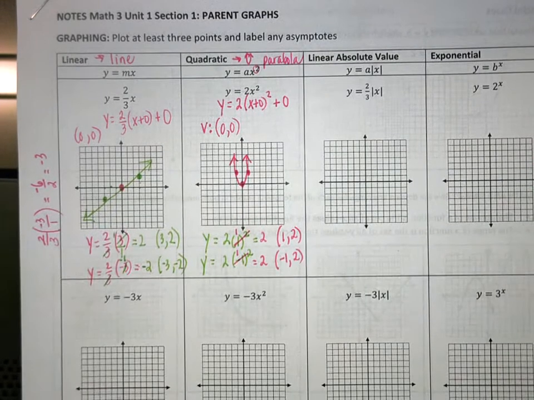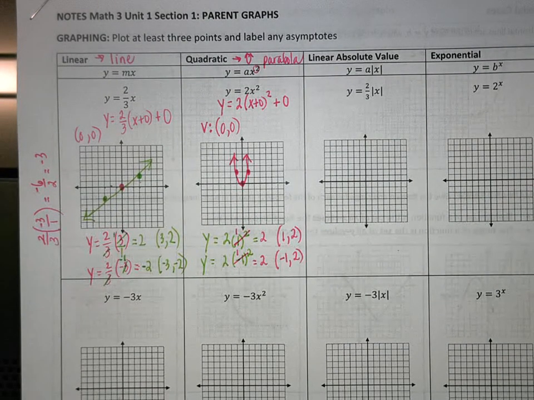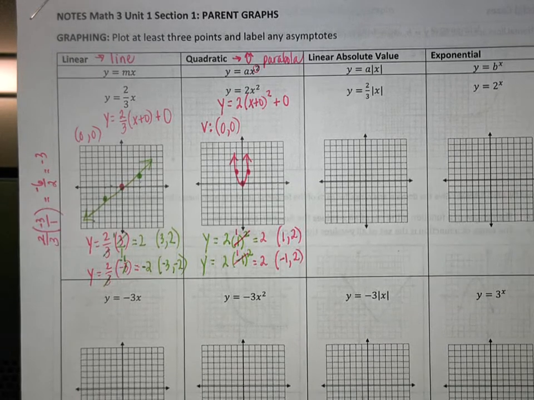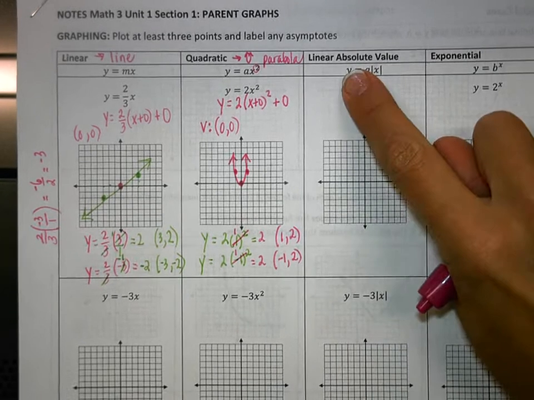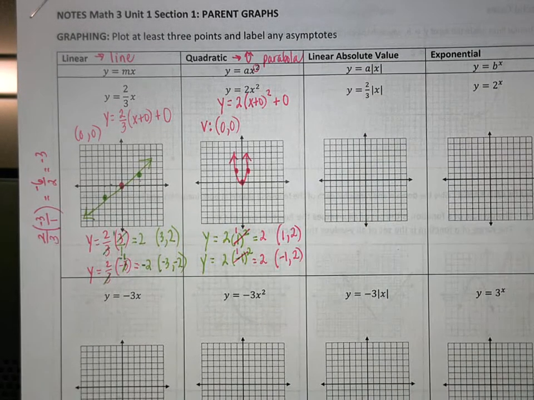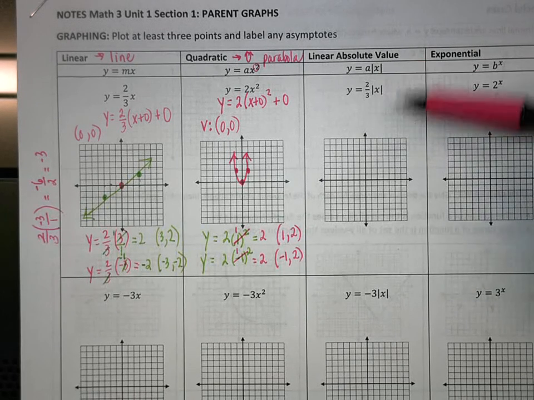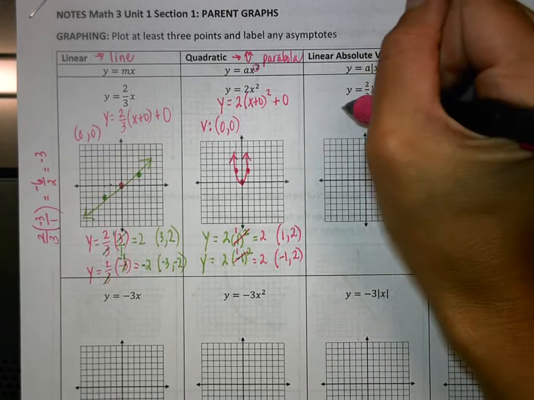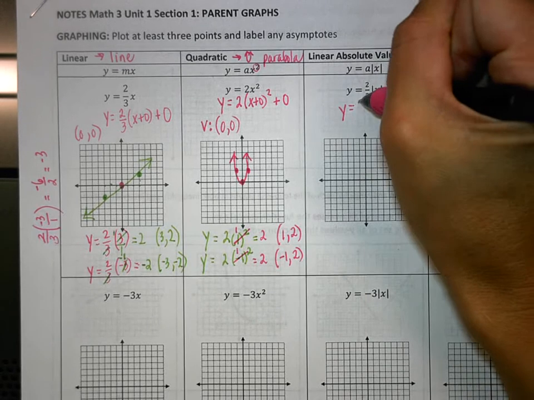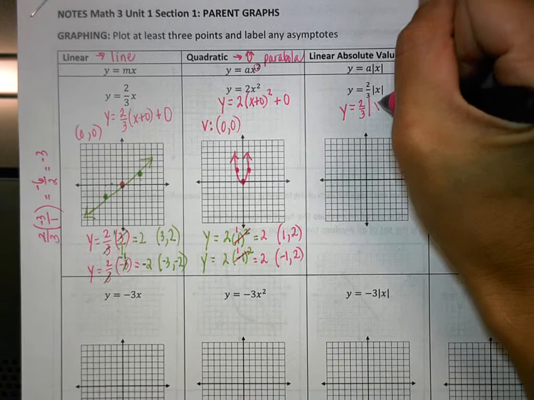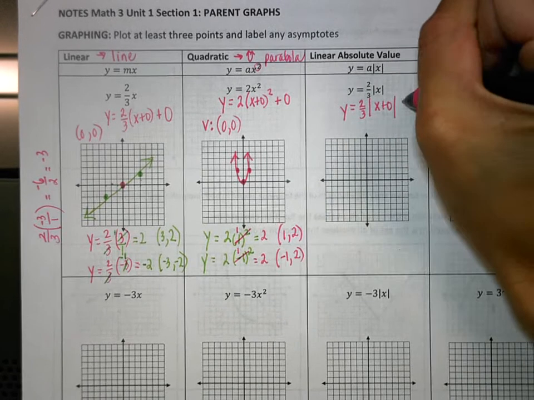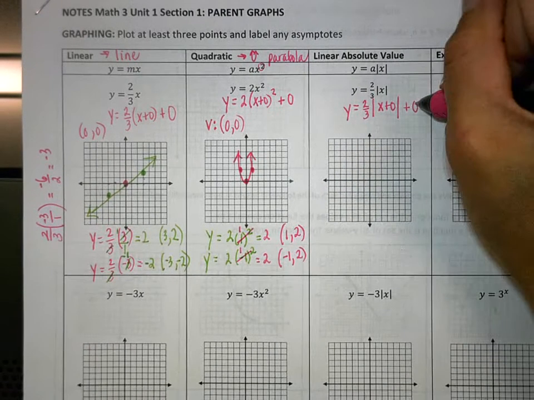Does anybody know what an absolute value graph looks like? Not sure yet? Okay. What? It is positive. Very good. Because absolute value means that whatever's inside is always coming out positive, right? So we're going to have to see what this graph looks like here. We'll play around with it. But to start, I want us to write the equation again. So y equals 2/3, and then inside the absolute value, I'm going to write x plus 0. And at the end, I have plus 0.